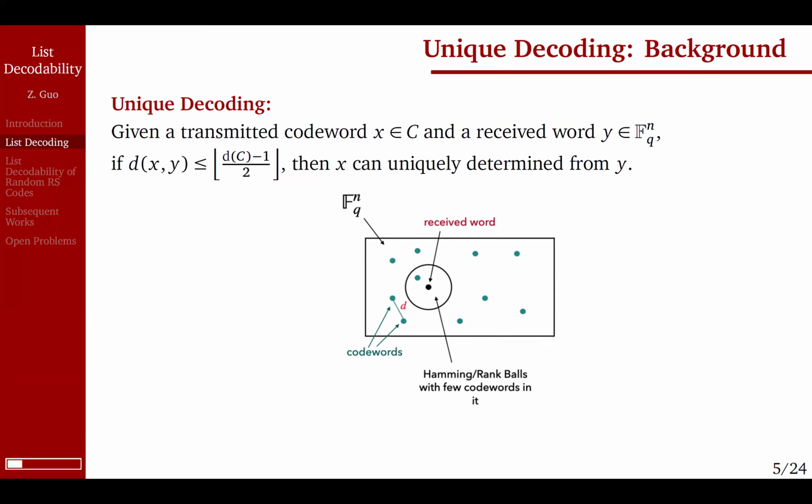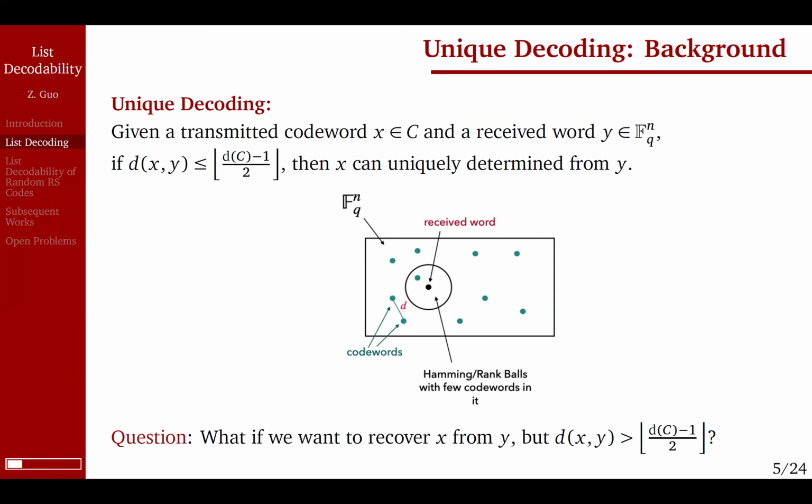It turns out that if the distance between X and Y is within half of the minimum distance, you can uniquely determine X from Y. If you look at the ball of radius no more than half of the distance around Y, there will be a unique codeword in it. Now this is good, but in some situations we want to know if we can recover X from Y where the distance between X and Y is beyond half of the minimum distance. In this case we are looking at a larger radius, and it's not hard to show that X will not be unique. So we have to give up uniqueness.